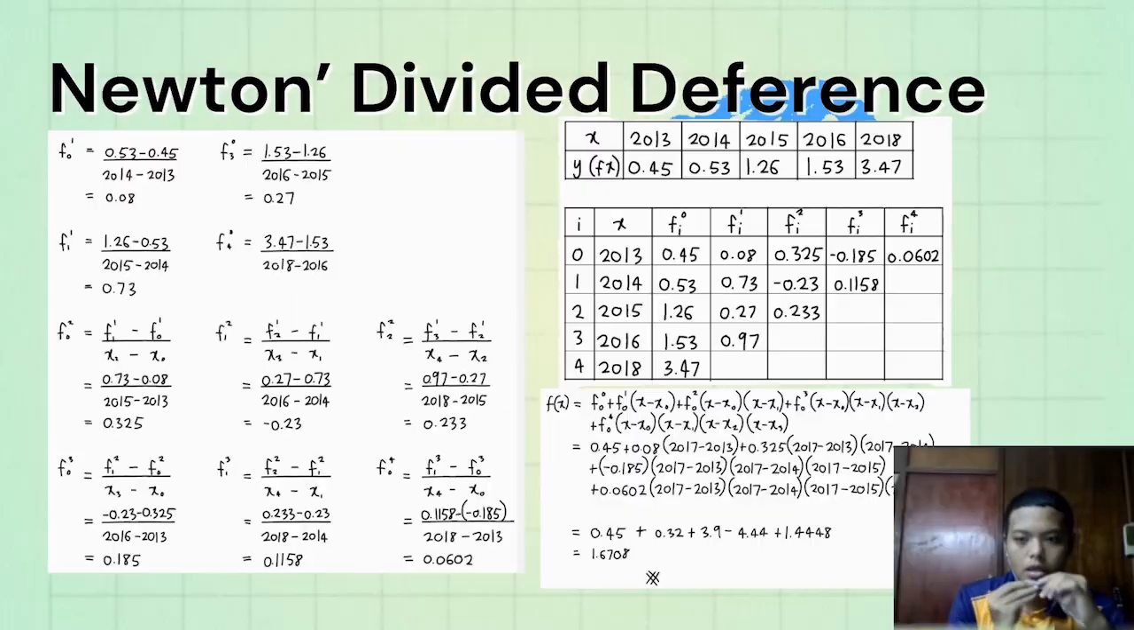Assalamualaikum warahmatullahi wabarakatuh. My name is Muhammad Izam bin Muhtaza. My matric number is CE220088. I handle the Newton divided difference method.